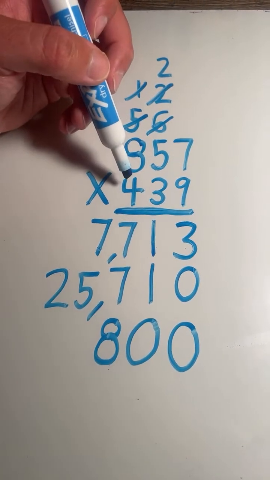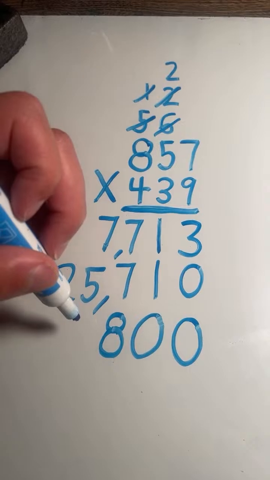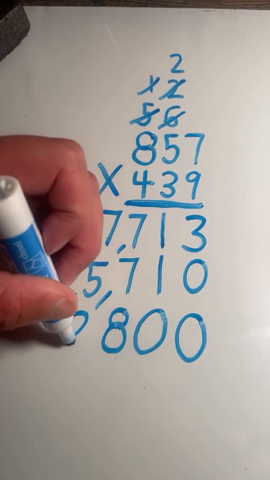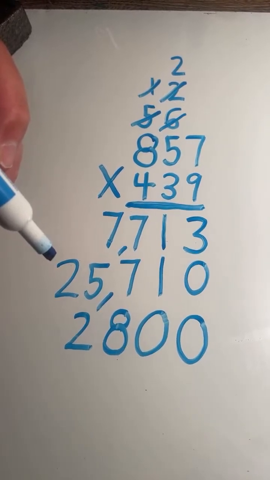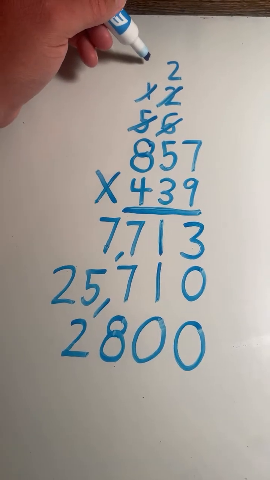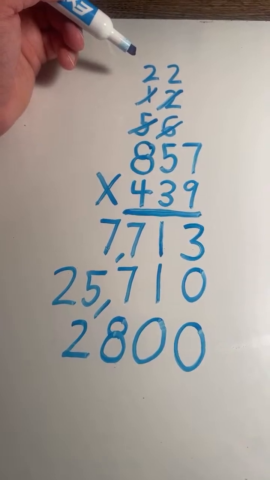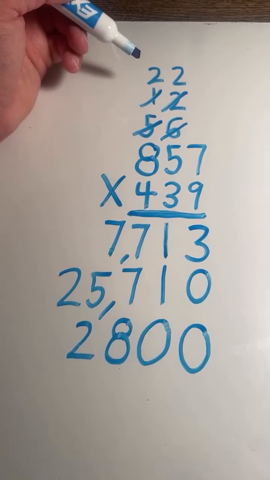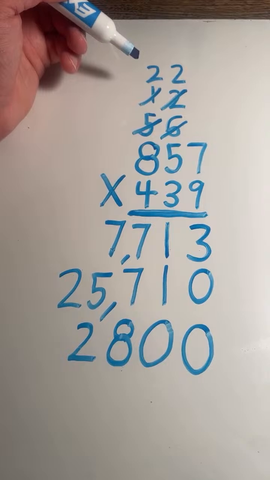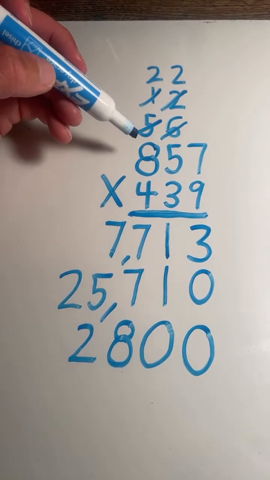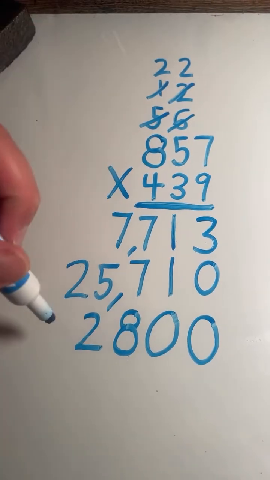5 times 4 equals 20. Plus 2 equals 22. Again, we got to regroup. The 2 in 22 goes in the thousands place. The other 2 in 22 gets carried over to the 10,000s place. Eight times 4 equals 32, plus 2 equals 34.